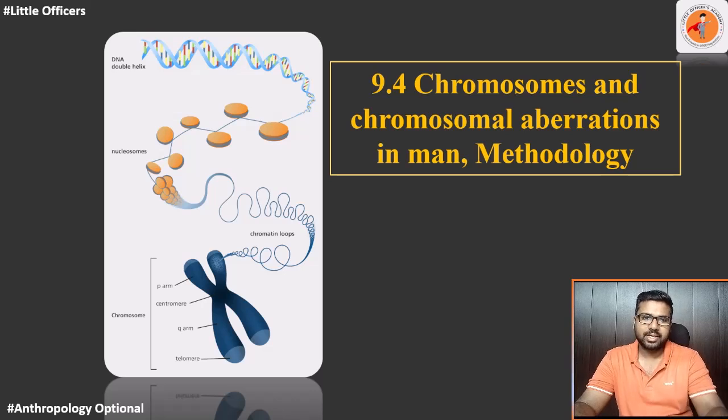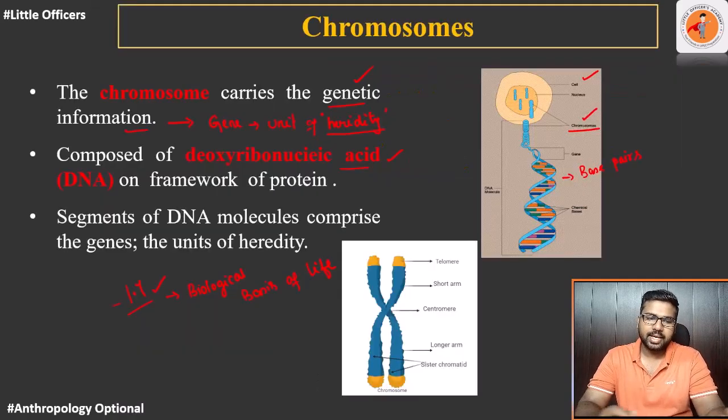See, this is what we are discussing. I was talking about chromosomes and chromosomal aberrations. We began with connecting with the topic 1.7, biological basis of life, where we have studied the cell and various components of this cell. Within the cell there is a nucleus, and within the nucleus there are thread-like structures which we call chromatin.